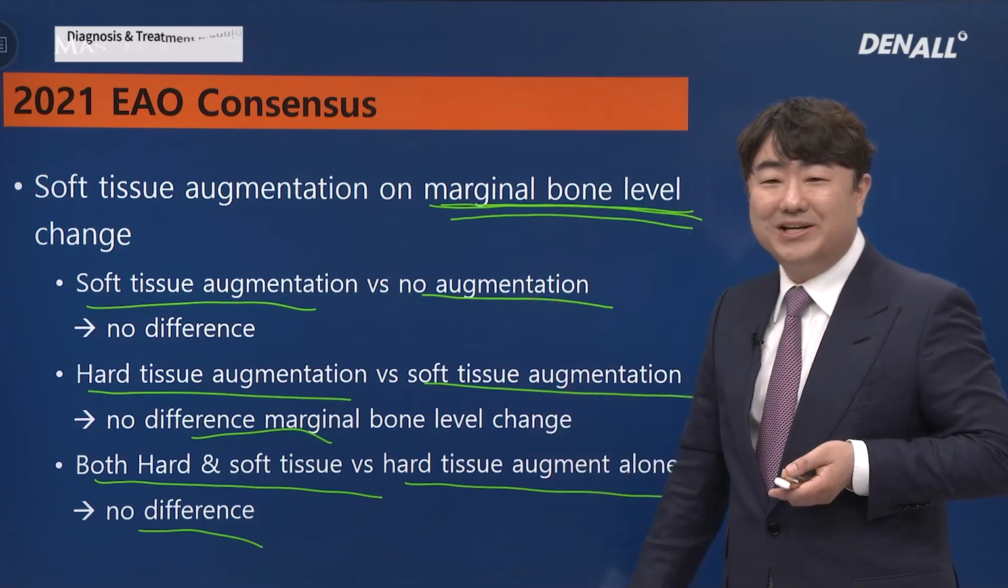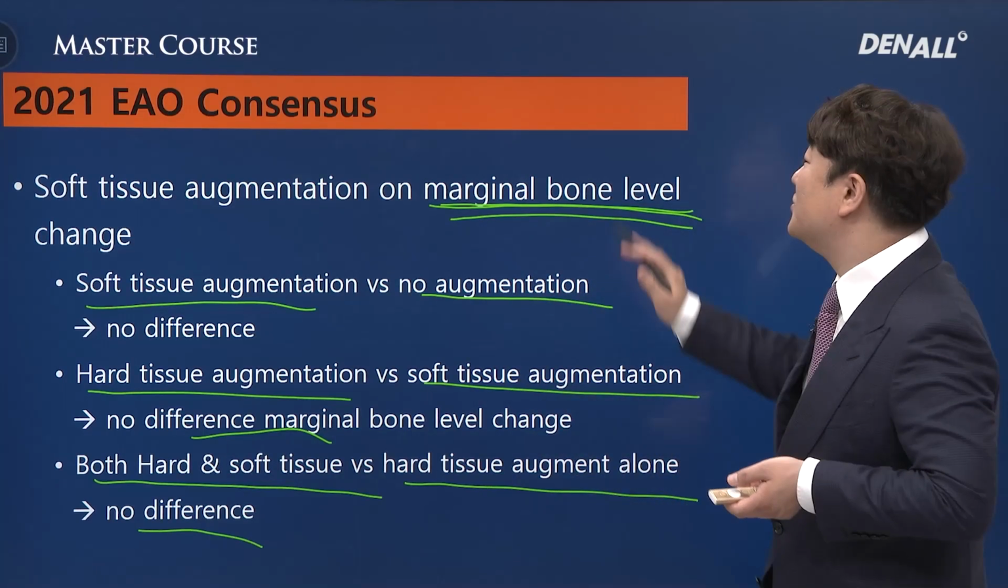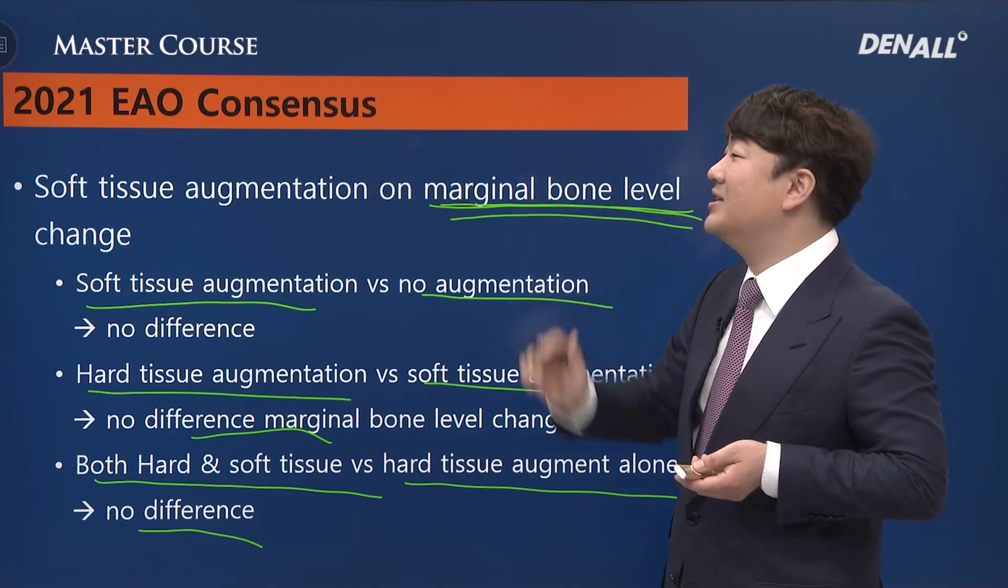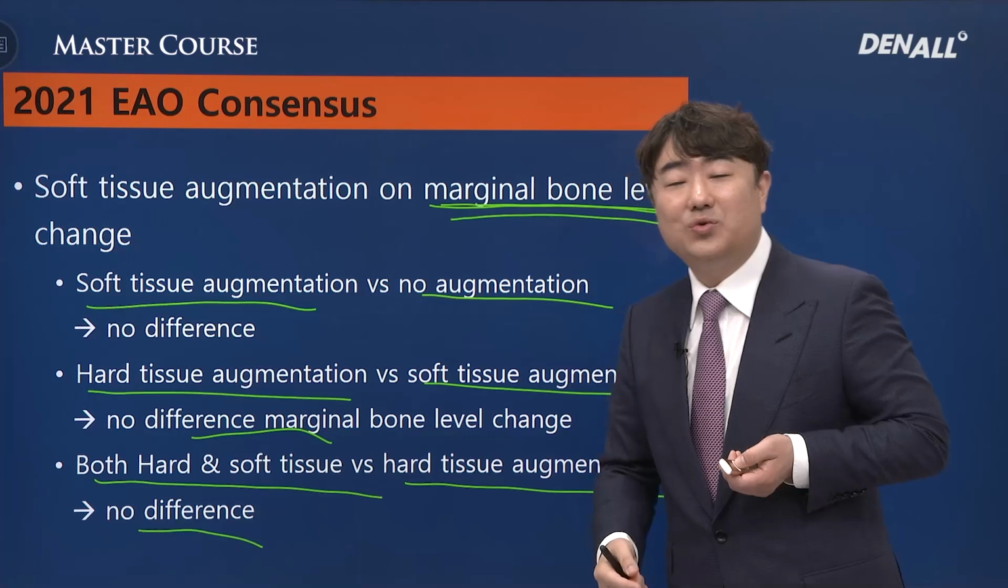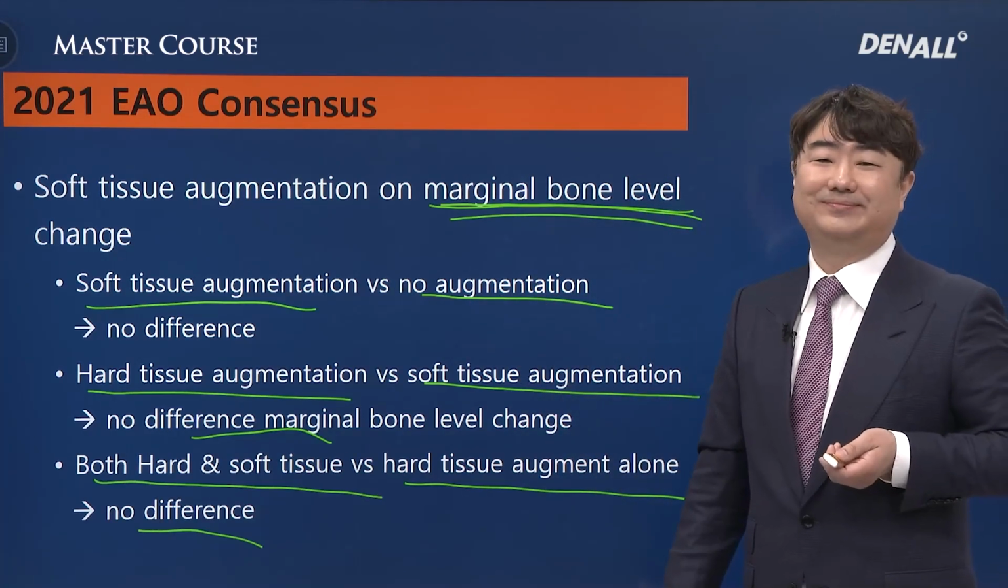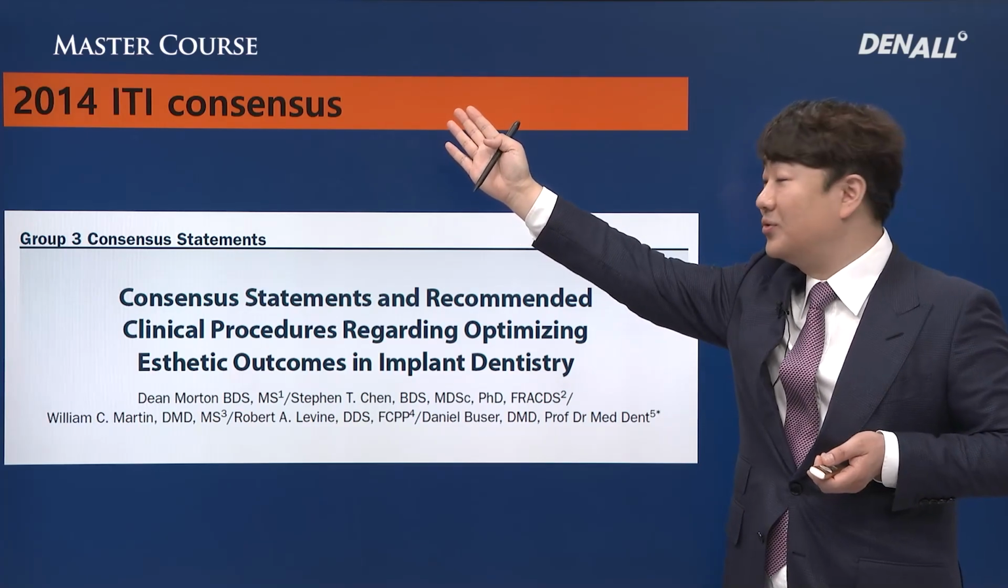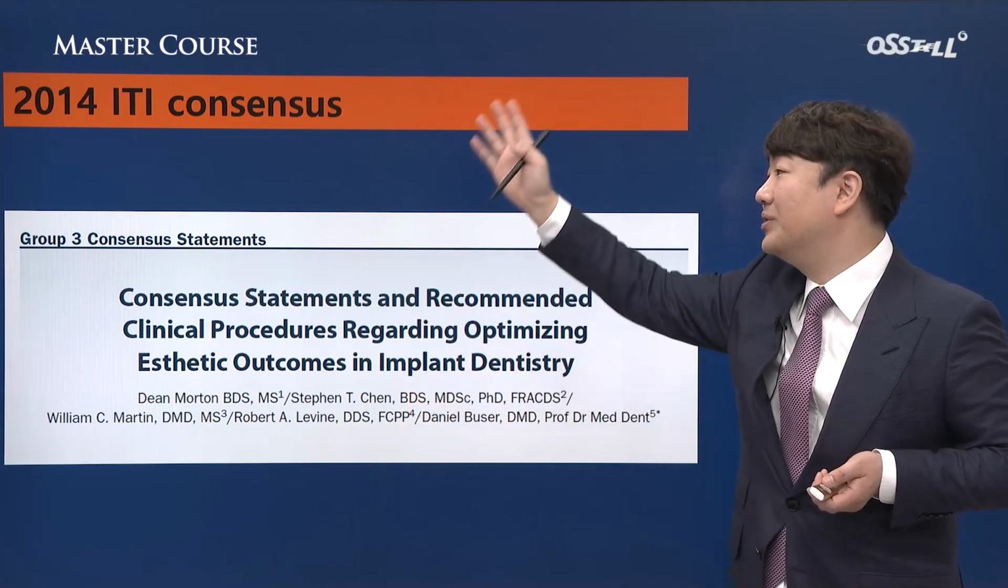Although soft tissue augmentation does not show a significant difference in terms of marginal bone level, it is of significant help in preventing gingival recession, so it's very effective. If you look at the ITI consensus in 2014, under the topic of aesthetics, it talks about the clinical conditions for immediate implant placement.